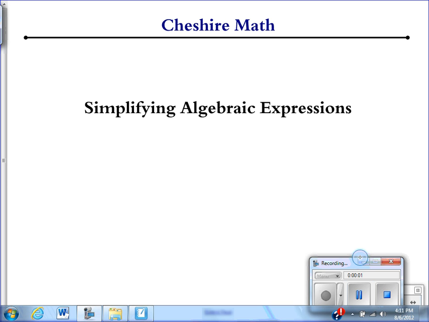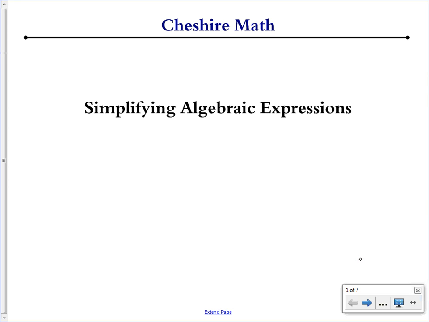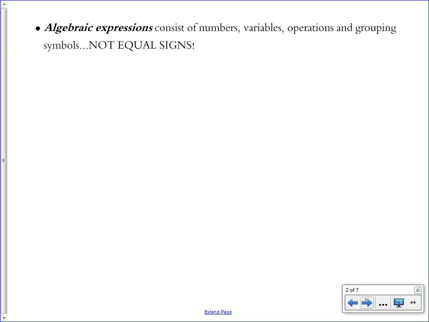This video is about simplifying algebraic expressions. Algebraic expressions consist of numbers, variables, operations, and grouping symbols, not equal signs. So there are no equal signs in expressions. For example, 3x minus 4 times y plus 10.